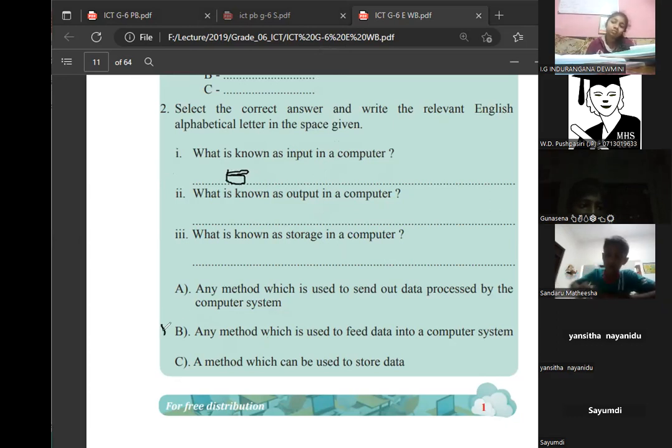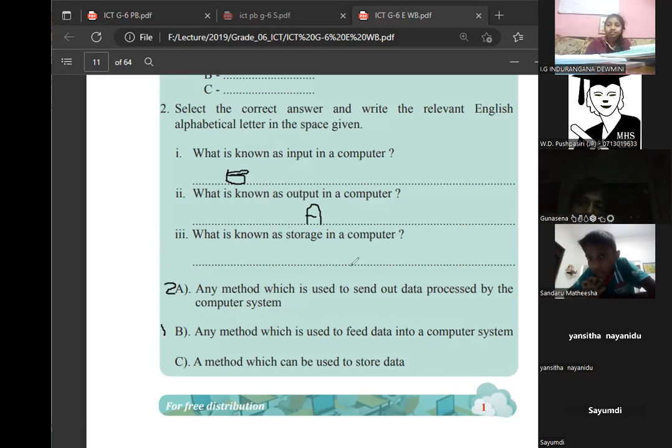This is one, right? Then it's asking what is known as output of a computer. So this would be A. A means this one, number two. Any method which is used to send out data processed by the computer system. Is it correct? Yes, sir. So what is known as storage in a computer?